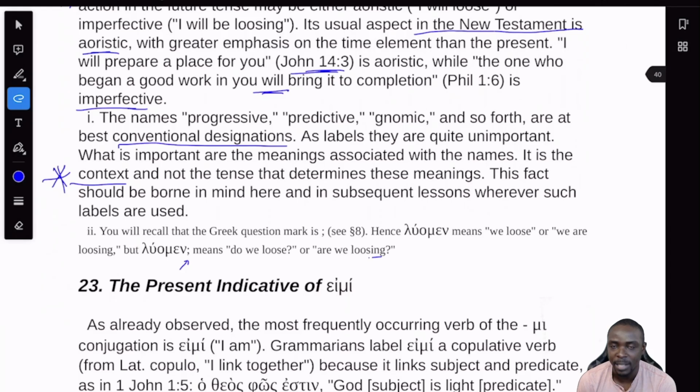Why? Because you're now asking a question. So you have to construct the word, the phrase in such a way to represent the question, right? So that's the omega type verbs.